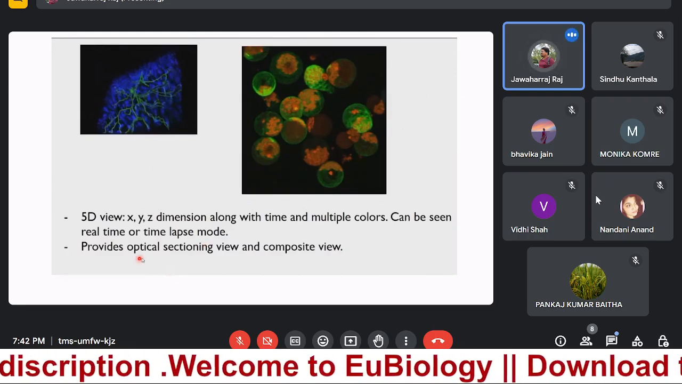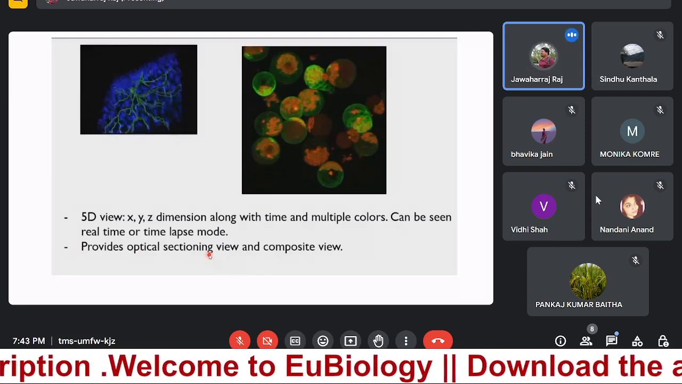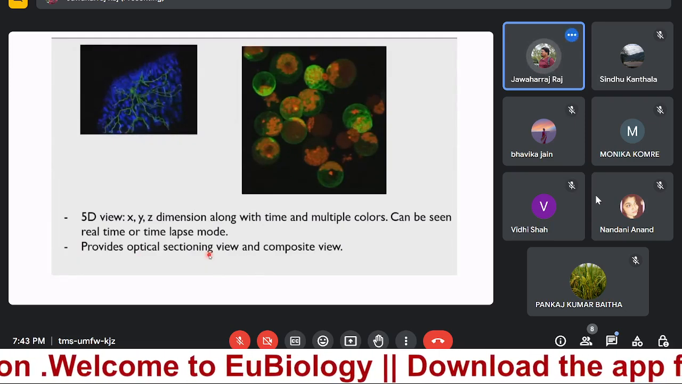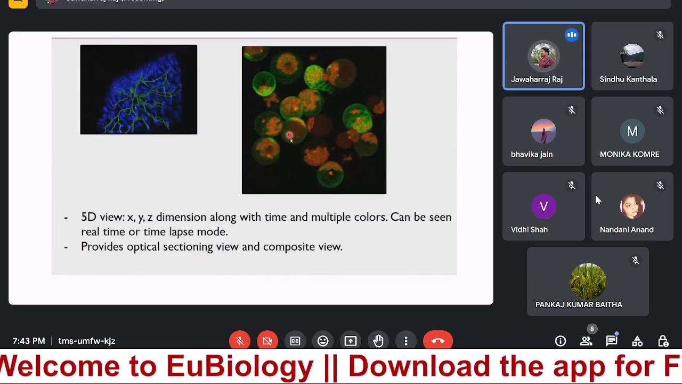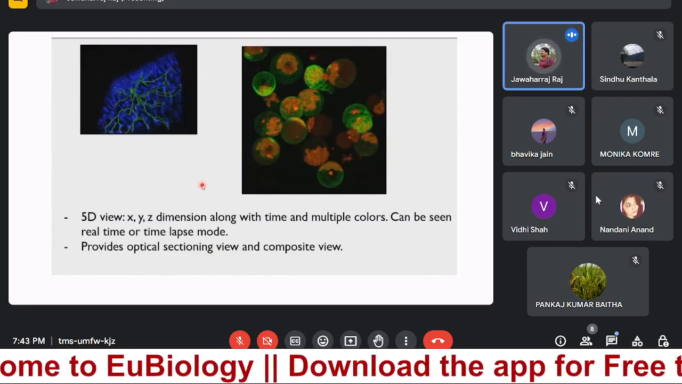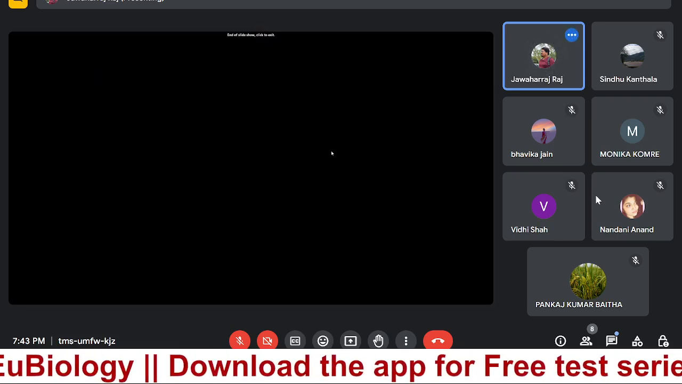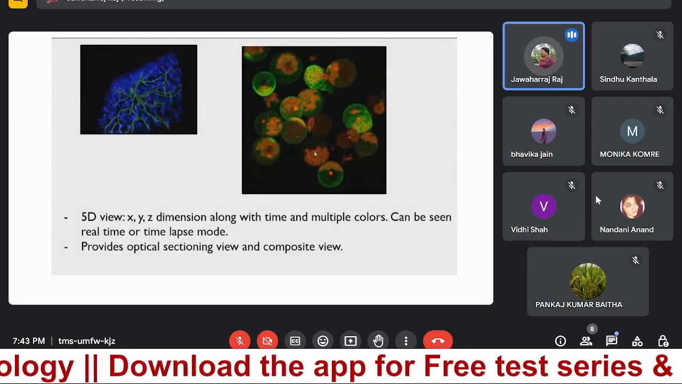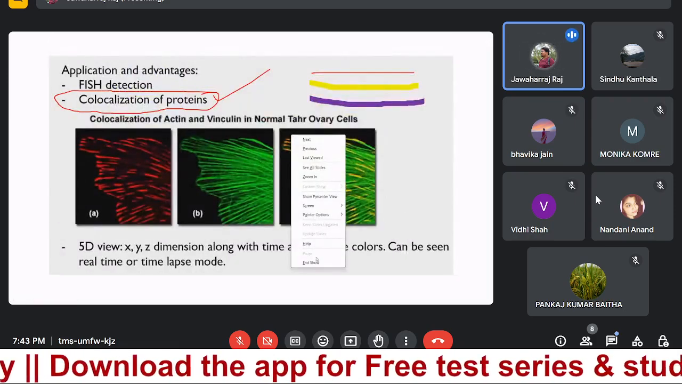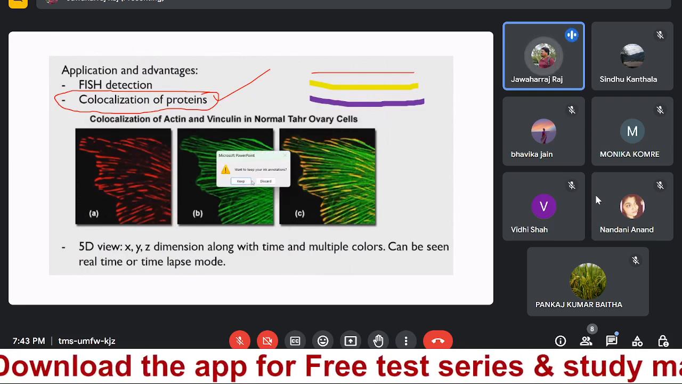And optical sections. If you have a tissue section, you cut the tissue and put it on a slide, and in the confocal microscopy you can see the 3D view. And composite view, the entire view composited. This is all about the confocal microscopy.